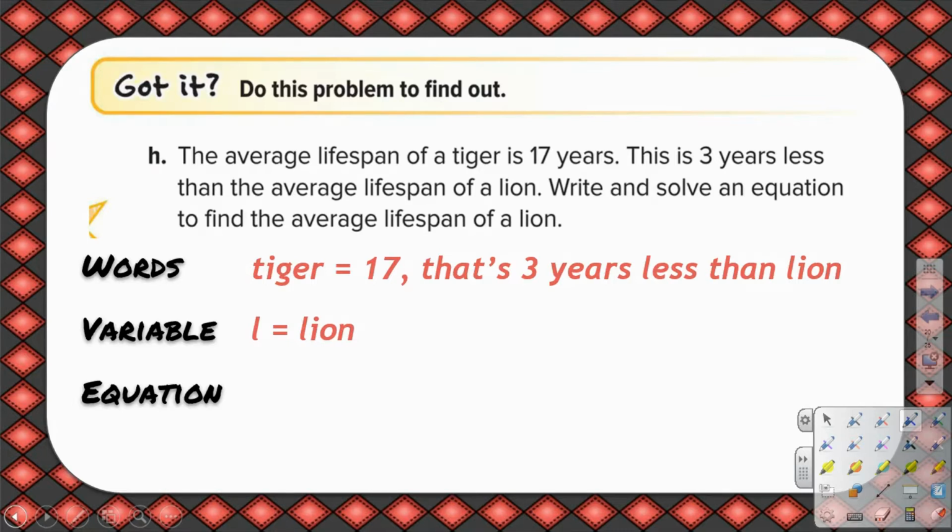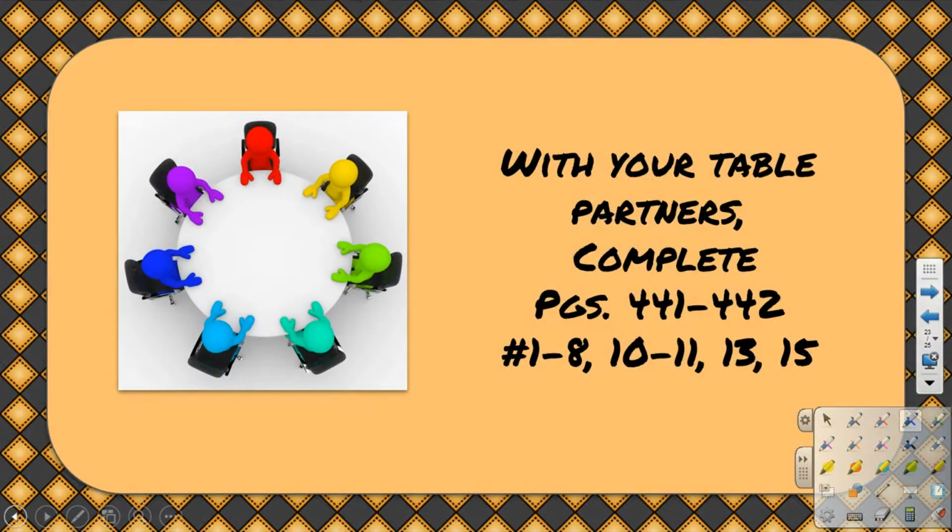Okay, everybody have something? All right, let's see what you come up with. Did you have something like L minus 3 equals 17? Because up here it says it's 3 years less than the lion. So 3 less than L equals 17. To solve it, we're going to add 3 to both sides. And the lion is 20. The lion is 20.